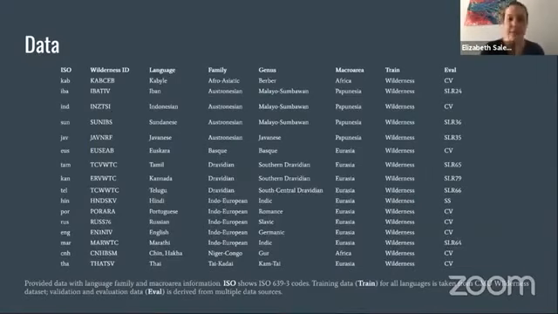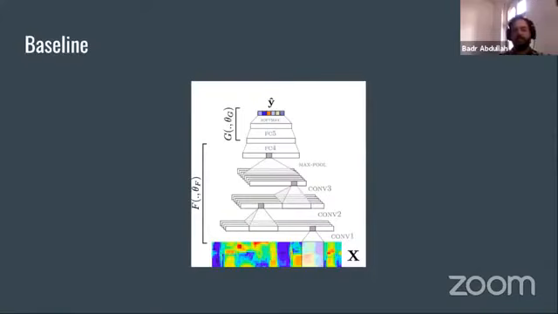For the baseline for the shared task, we have developed a shallow neural network based on a convolutional neural network. The baseline has 5 layers, 3 convolutional layers and 2 fully connected layers. It takes a spectral representation of the speech segment as input. And the output is a probability distribution over the 16 languages that we have in our shared task.